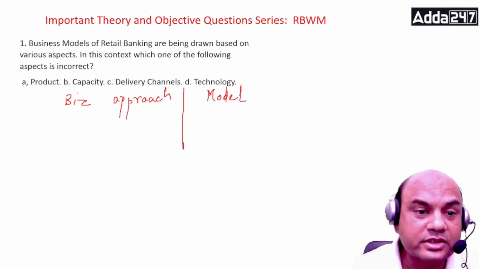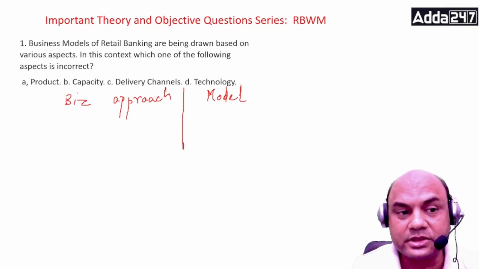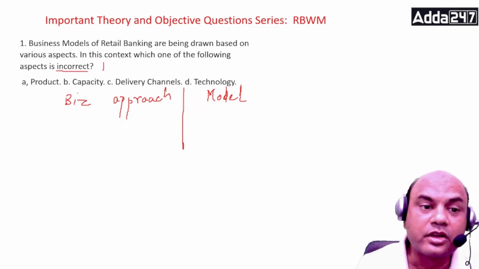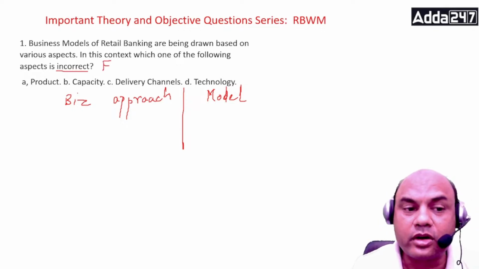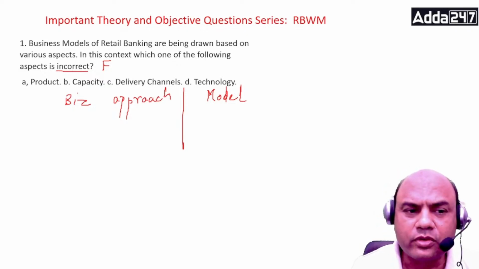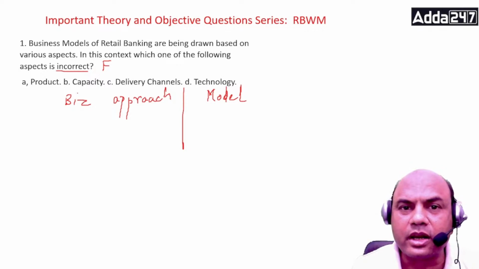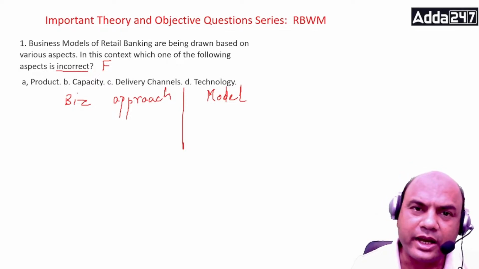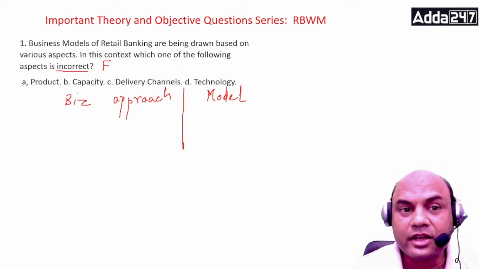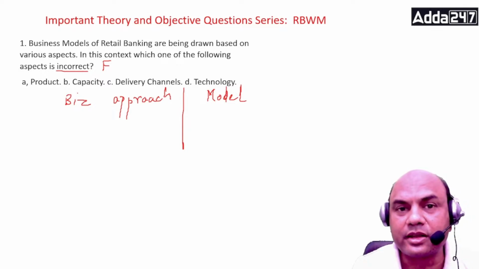The models of retail banking are based on various aspects. In this context, which of the following is incorrect, sorry. Look at the question. Very important thing in your RBWM paper: focus, what do they want? They want correct or incorrect. You will save at least 5 to 6 marks, roughly 10 marks, if you read the question correctly.